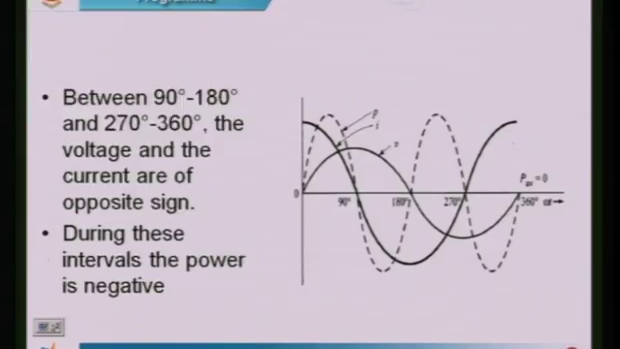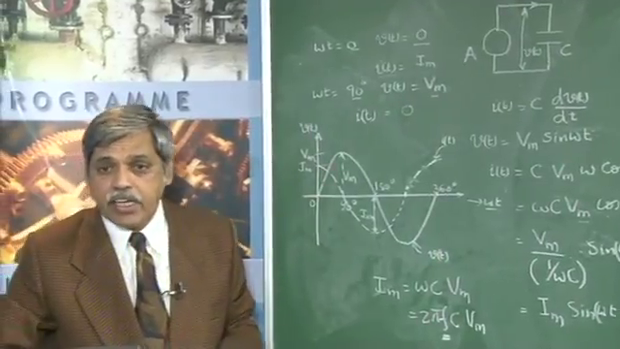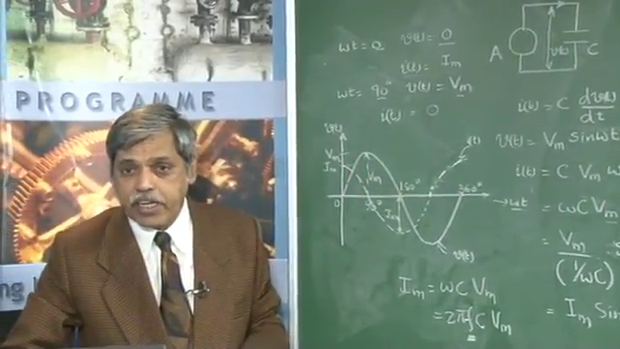Now, in this slide here we are seeing the power relationship for voltage and current for the capacitor. As per the slide, you can see between 0 and 90 the voltage and current both are positive. Therefore, the power is positive, and between 90 and 180 the voltage is positive but the current is negative, therefore, the power is negative.